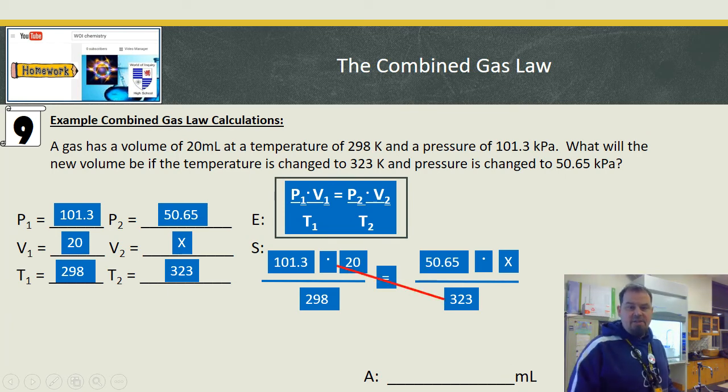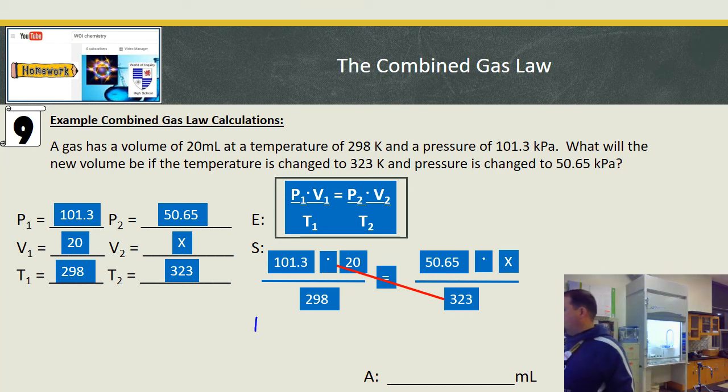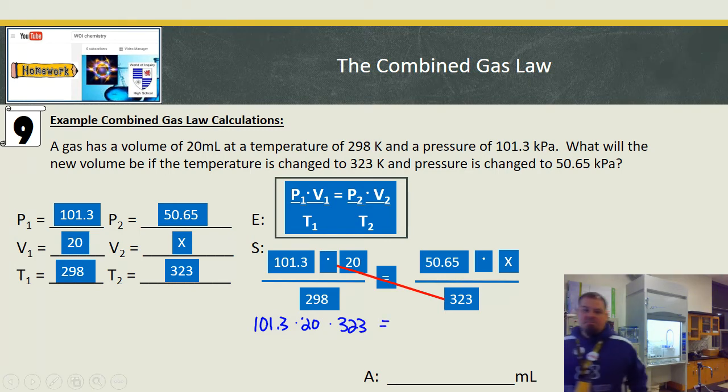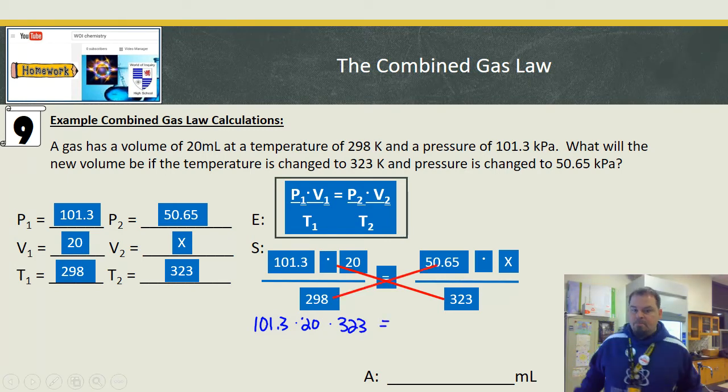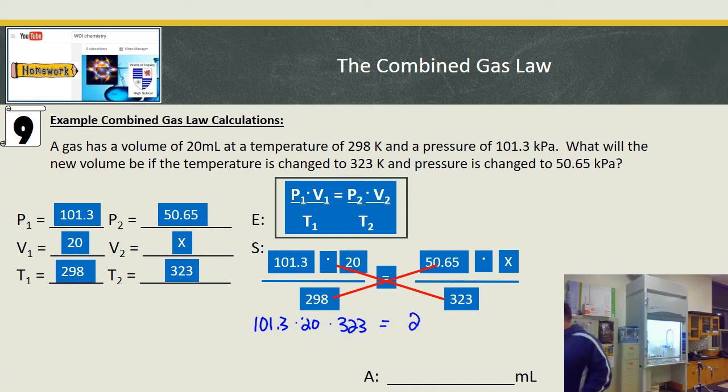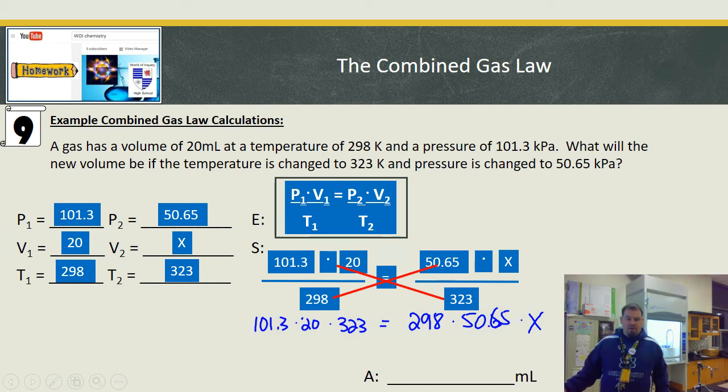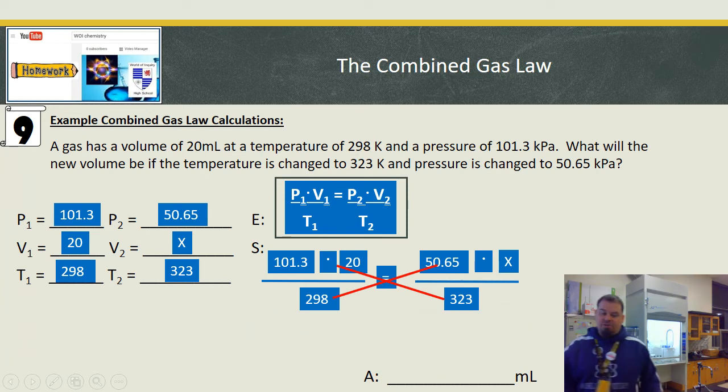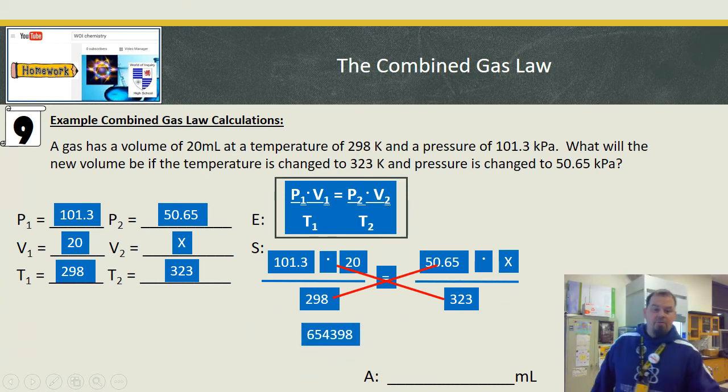But what happens is you end up cross multiplying, and that becomes, so my smartboard works, 101.3 times 20 times 323, right? And then you're going to cross multiply the other side, and that's going to be now 298 times 50.65 times X. And then I know that you're going to want to reduce those numbers right off the bat, right? Because I know how you guys like to do math. And you can do that. I'm going to teach you a trick in class that shortcuts the whole thing because I do math fast. But reduce those numbers come to this.